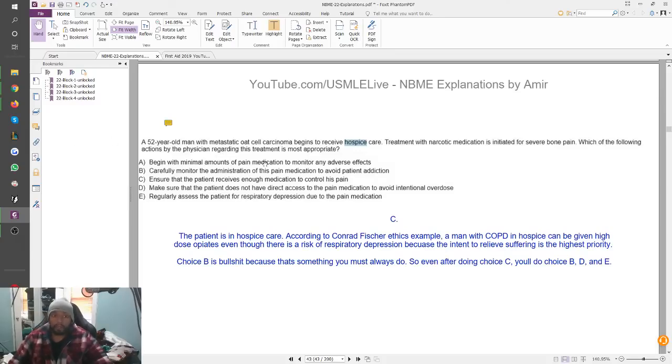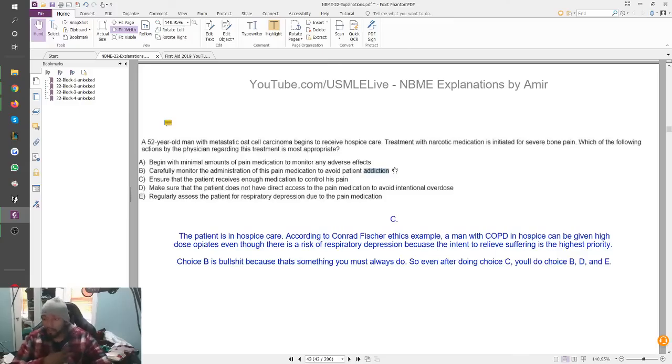A, begin with minimal amounts of pain medication to monitor any adverse effects. Again, he's about to die, right? This is where this becomes important. He's about to die. You don't care about adverse effects, right? We're not going to hold back pain medication from this man who's in pain because of his cancer just because we think he might become constipated, nor do we care about him becoming addicted, which is the other answer choice. Right? Carefully monitor the administration of this pain medication to avoid patient addiction. We don't care if he gets addicted. It's okay, because he's about to die. Right? All we care about is if he needs a ton of opioid, we will give it to him.